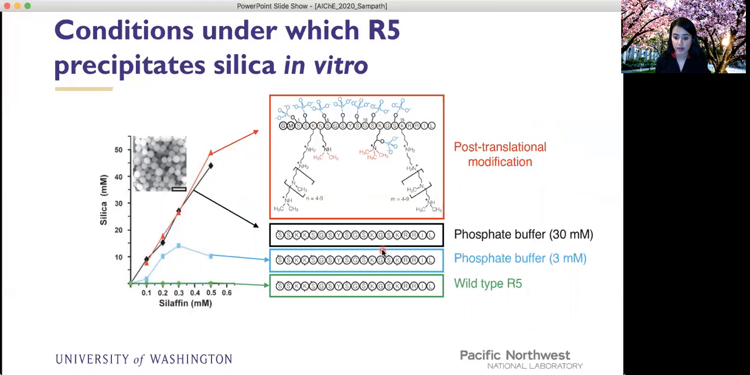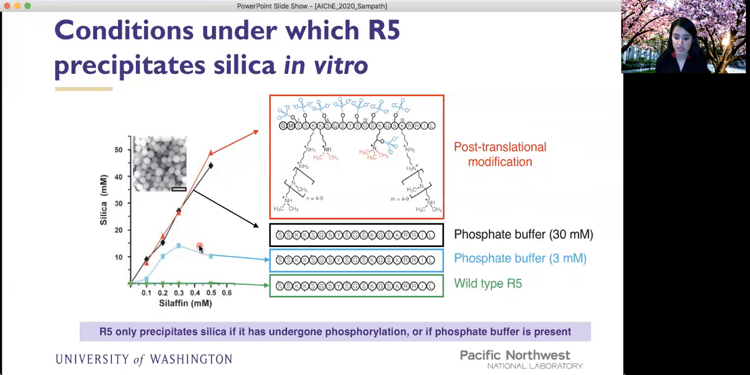To get the wild-type R5 to precipitate silica, the presence of phosphate buffer is required. And we see that there is a concentration dependence to this as well. And so R5 needs post-translational modifications or the presence of phosphate buffer to precipitate silica in vitro.